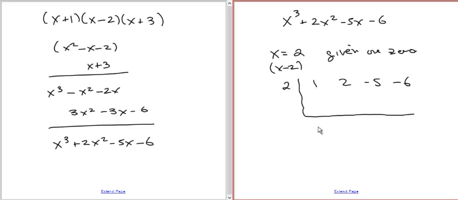So you bring the 1 down, 2 times 1 is 2, 2 plus 2 is 4, 2 times 4 is 8, 8 minus 5 is 3, 2 times 3 is 6, negative 6 plus 6 is 0. So that means that is a 0, because anytime you get a 0 remainder, that means that your original number here is a 0. X equals 2 is a 0. Therefore, x minus 2 is a factor.